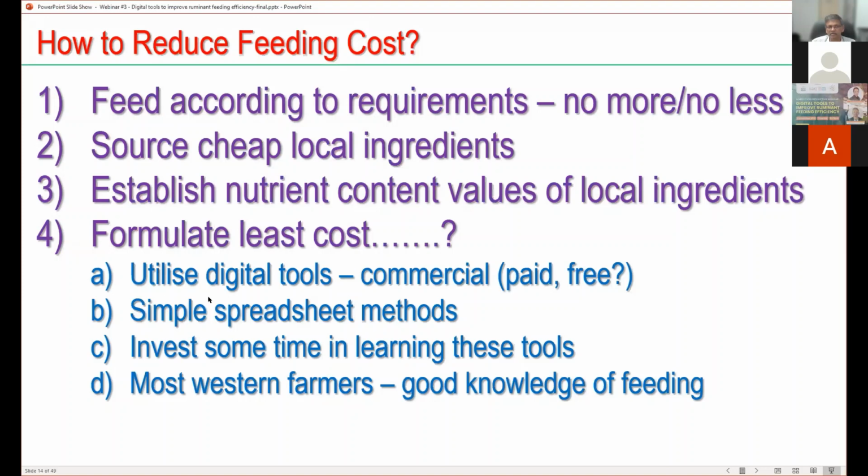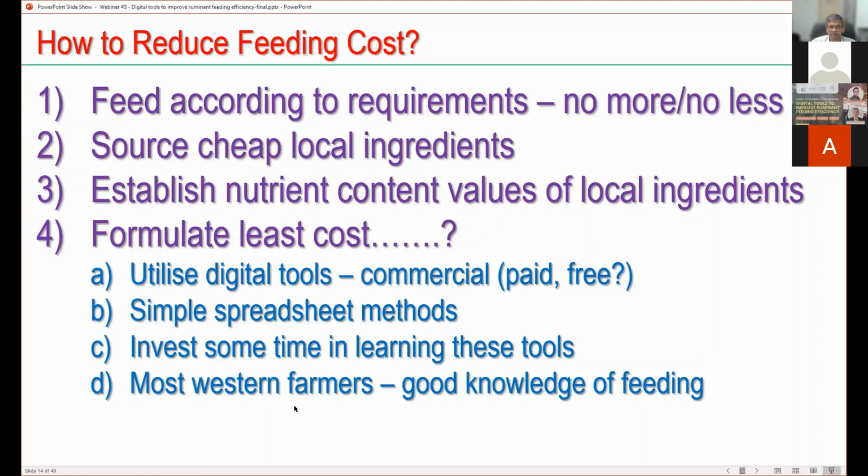And of course, there are a few options. You can use digital tools, commercial, free or paid. And we can use the simple spreadsheet method. Actually, here I'm going to demonstrate the simple spreadsheet method, which is the easiest to use. And siapa-siapa yang berminat masuk, I suggest you invest some time in learning these tools. They're not difficult. It's easy. I think it can be done easily.